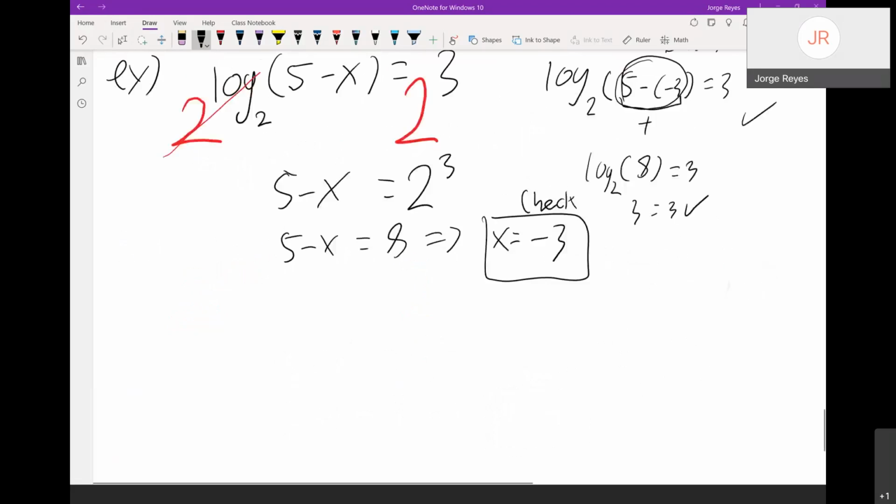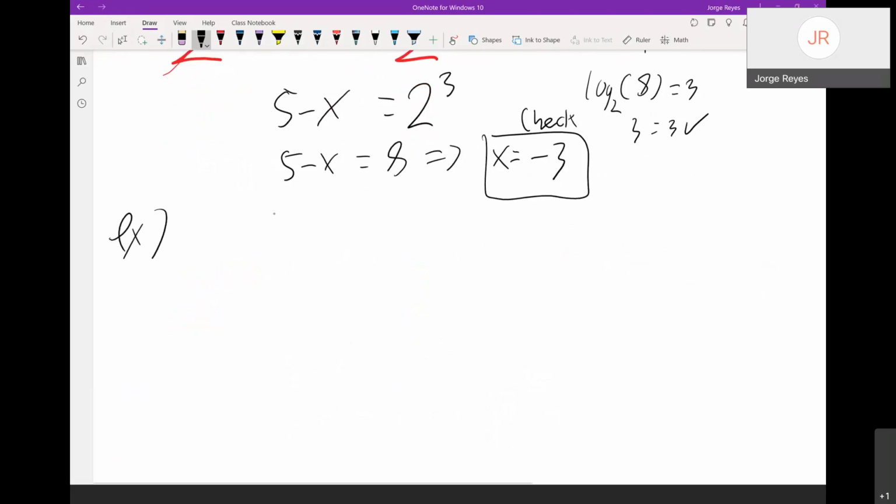All right, now let's do this kind of example.